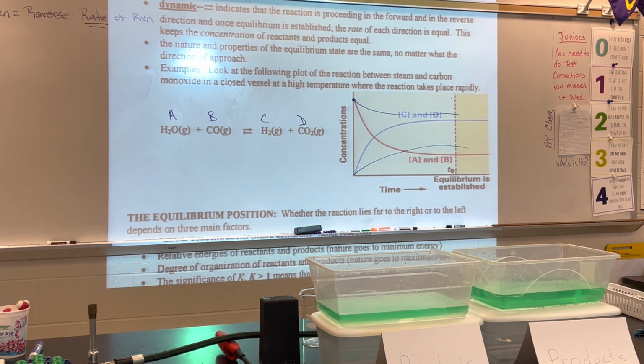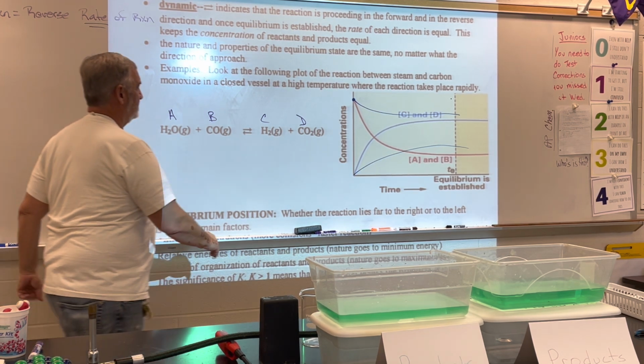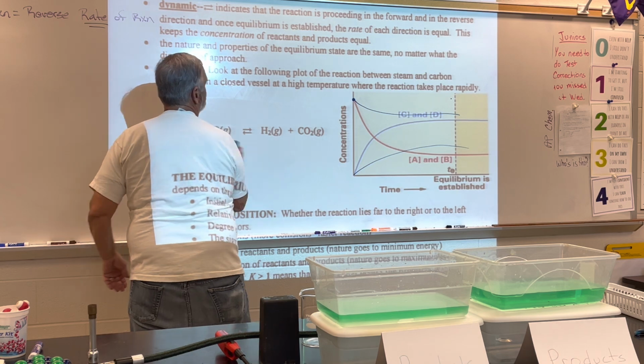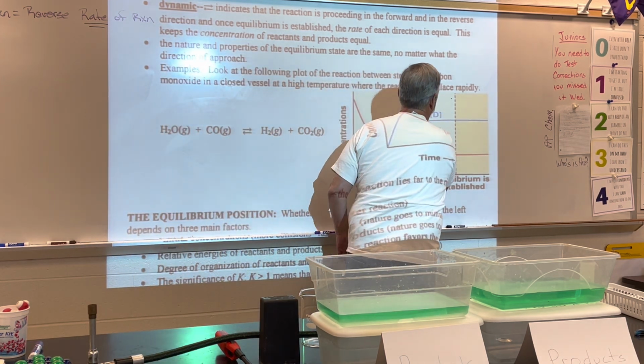But the key is equilibrium is established once the line goes flat. That means concentrations are no longer changing, and the forward and reverse rates now equal one another. Concentrations are constant, not equal, but constant. Okay? All right. That's just being able to interpret a graph.